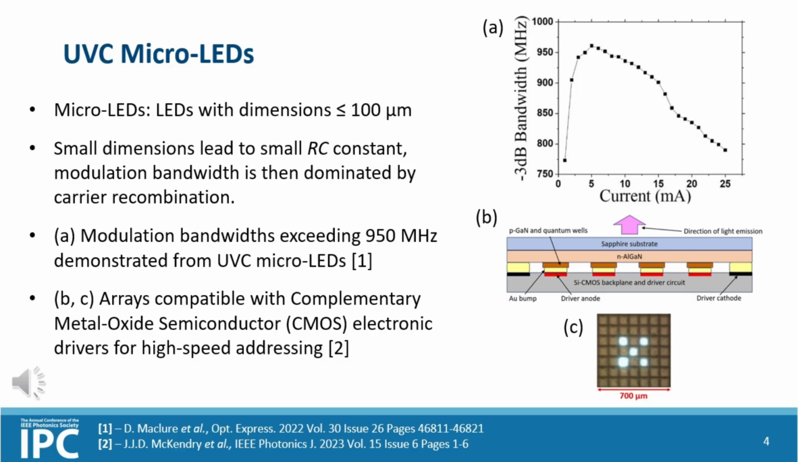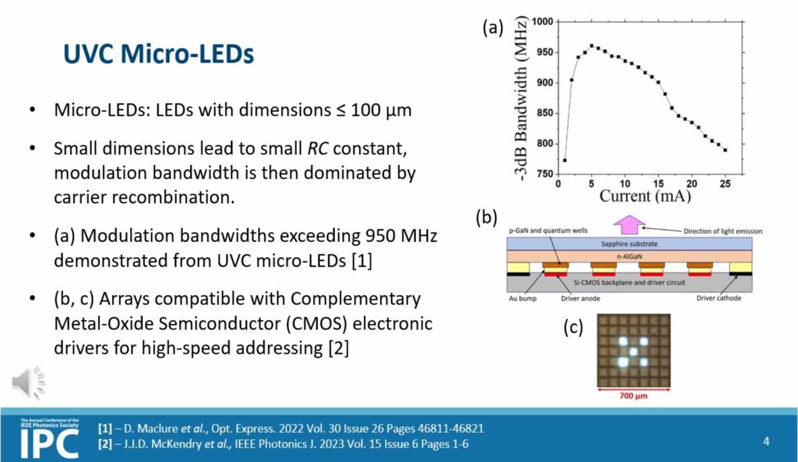The specific format of device that we will show in this work are micro-LEDs. So micro-LEDs are LEDs with dimensions of 100 microns or less. We have found through previous research that the small dimensions lead to a smaller RC time constant, and the modulation bandwidth is then dominated by the much faster carrier recombination process. This means that micro-LEDs can achieve bandwidths on the order of hundreds of megahertz, perhaps even up towards 1 gigahertz, compared to normal LEDs, which will have bandwidths on the order of tens of megahertz.